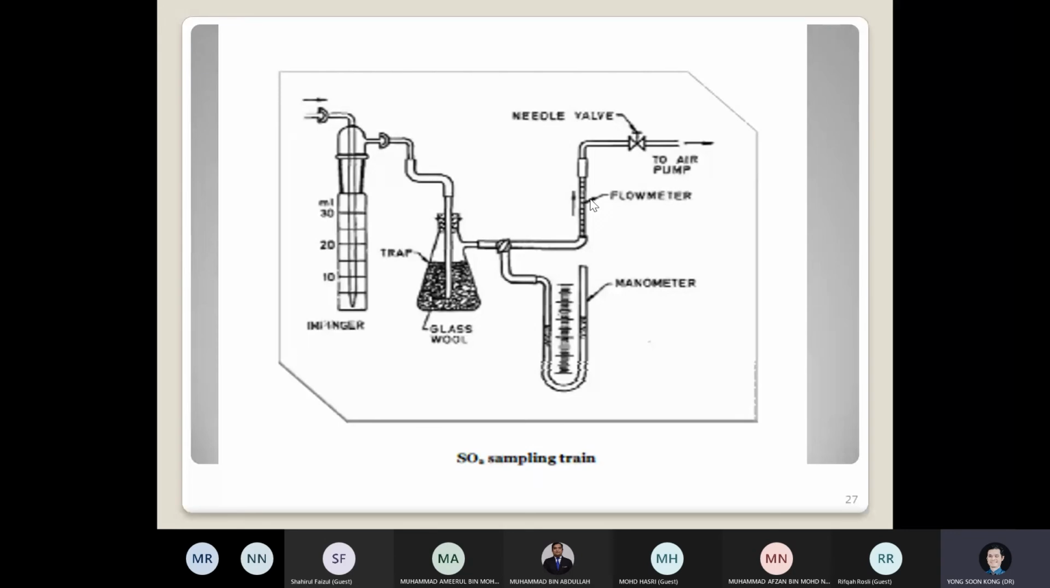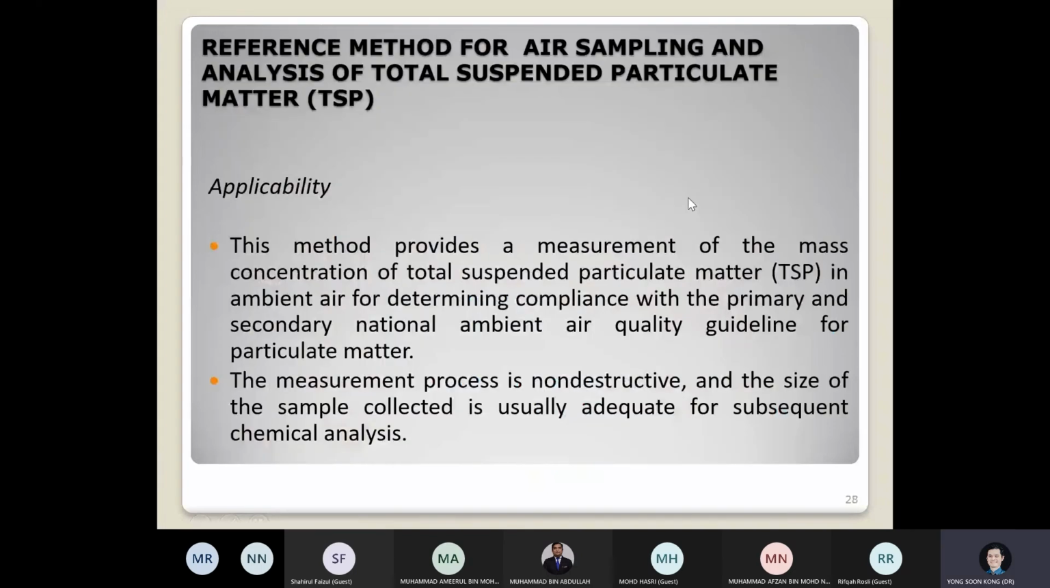You can control the flow rate as much as according to the requirement. And once again, what factors influence the flow rate? How fast you bubble, and also how much sulfur dioxide there is in the air. If there's very low sulfur dioxide, maybe you can use a higher flow meter or maybe a longer sampling time. Up to you. So the next one is total suspended particulate matter.